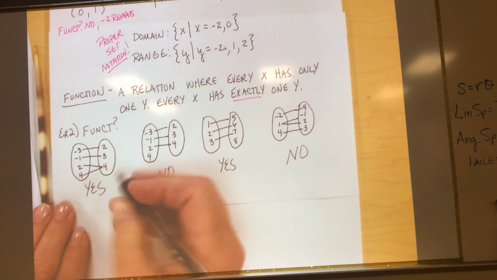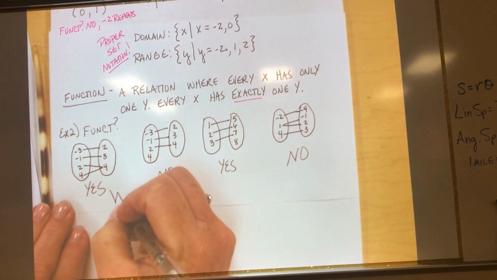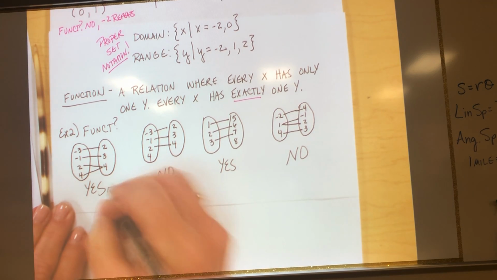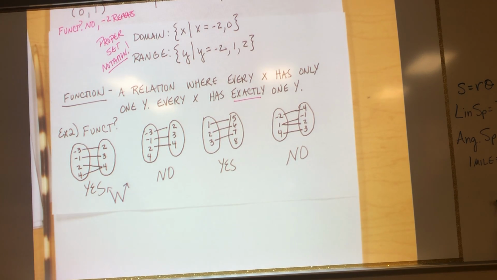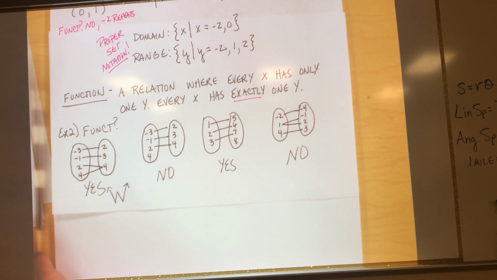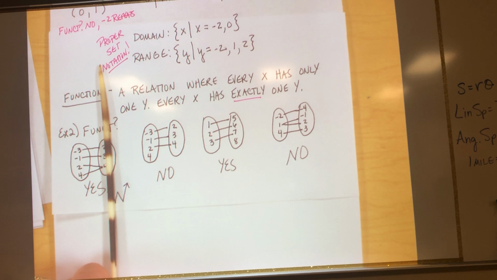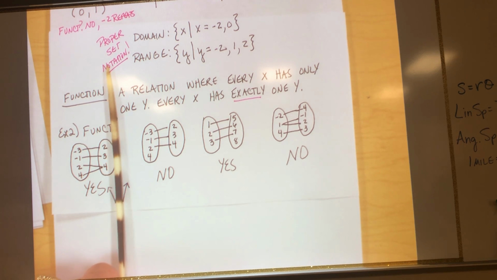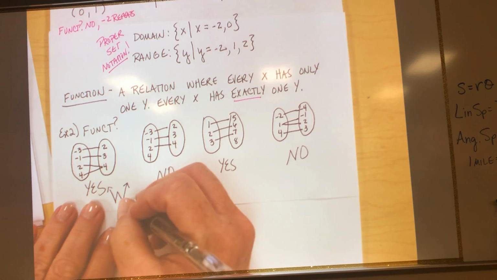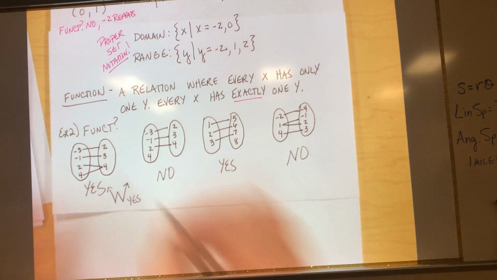The first one. There's my graph. If I ran the vertical line test on it, does my vertical line intersect this graph at more than one place at a time? No. Okay, so yes, it is a function. Do you agree? Yes. Okay.